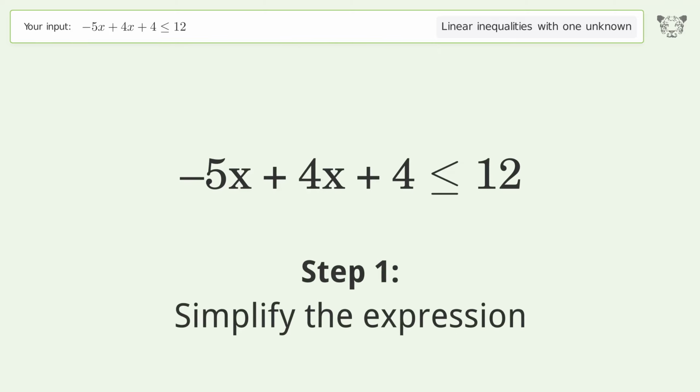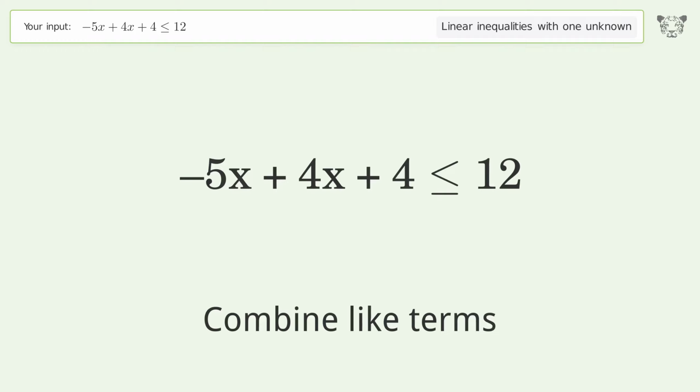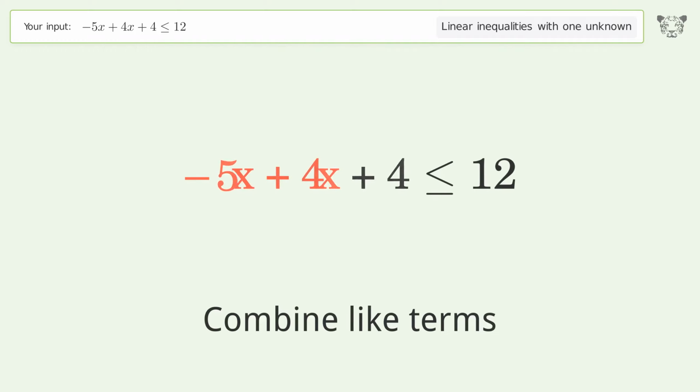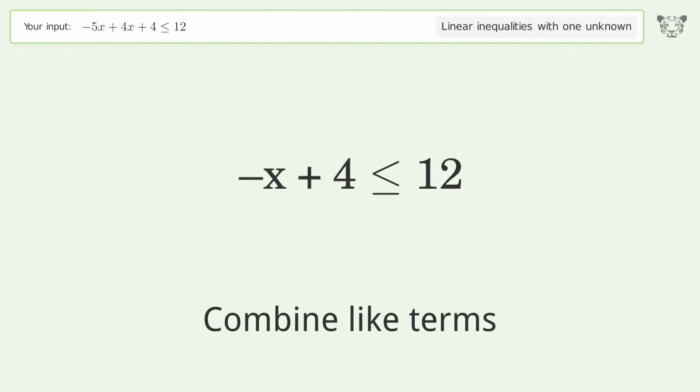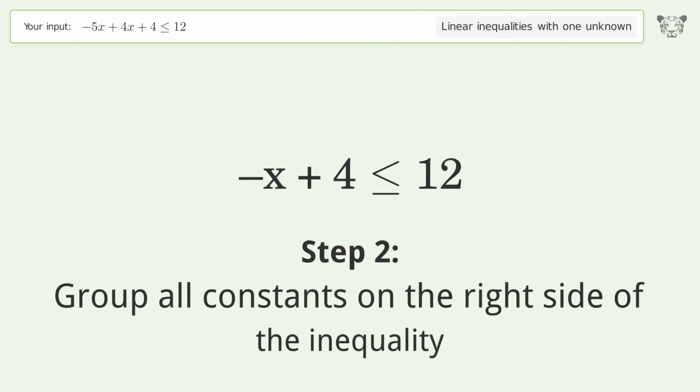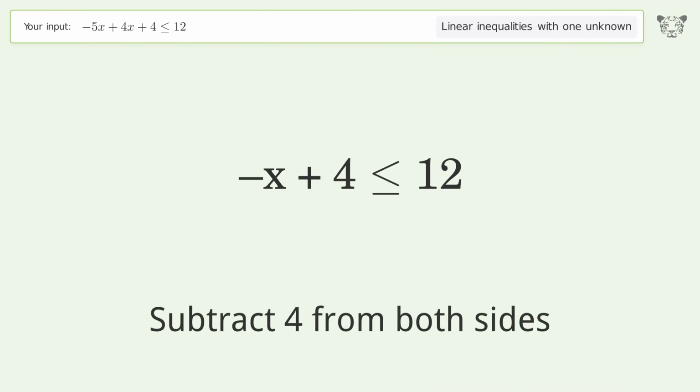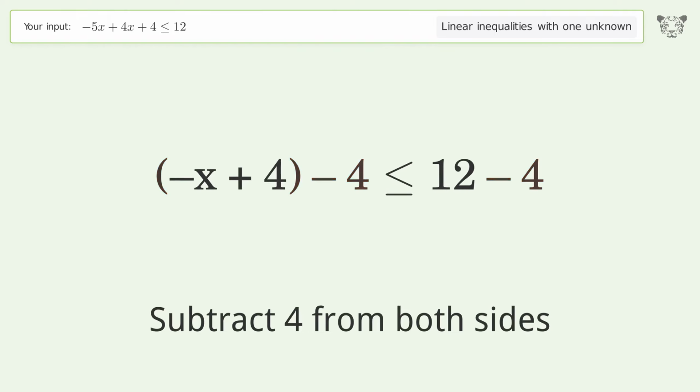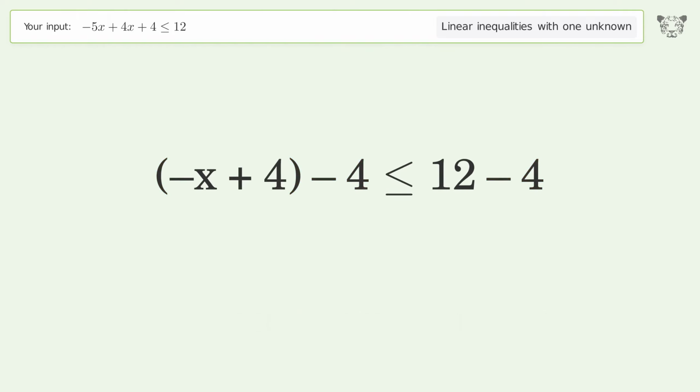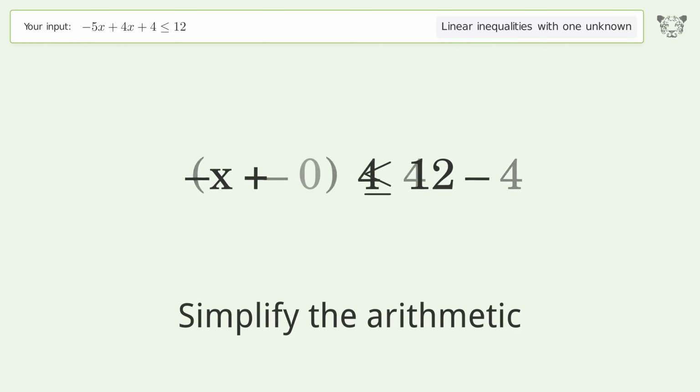Simplify the expression. Combine like terms. Group all constants on the right side of the inequality. Subtract 4 from both sides. Simplify the arithmetic.